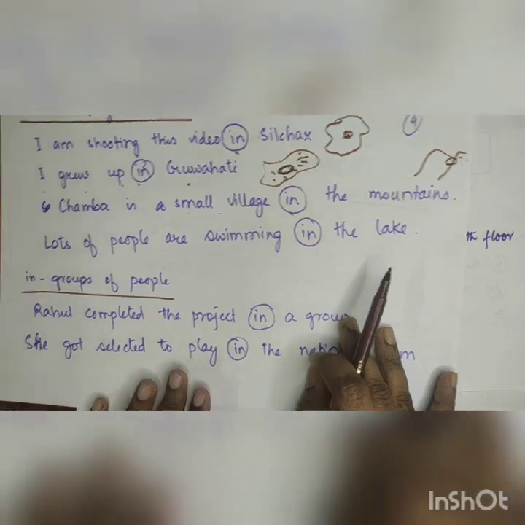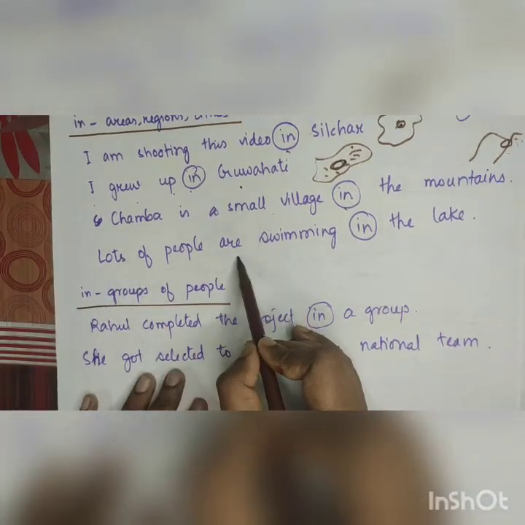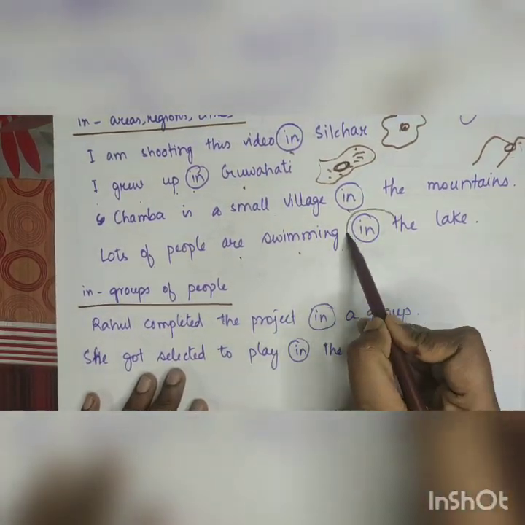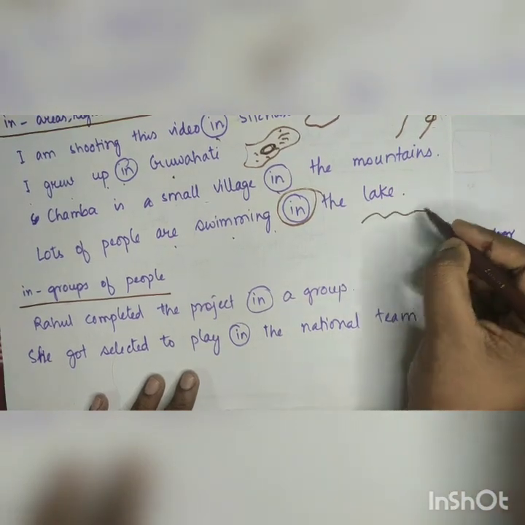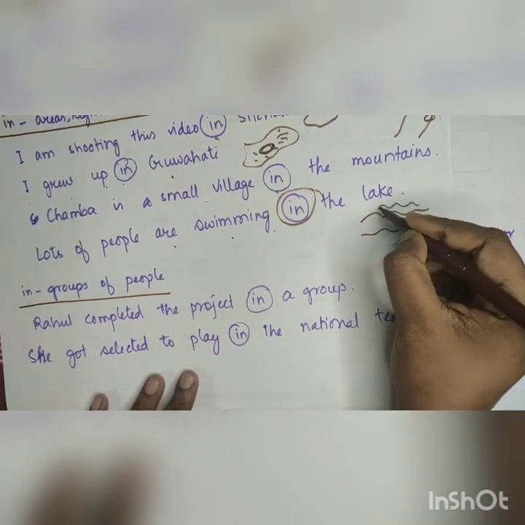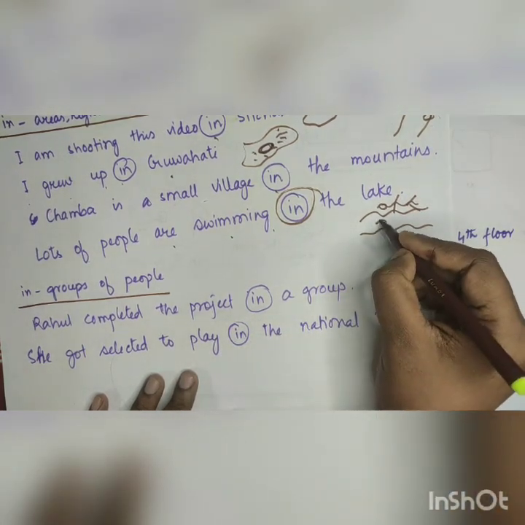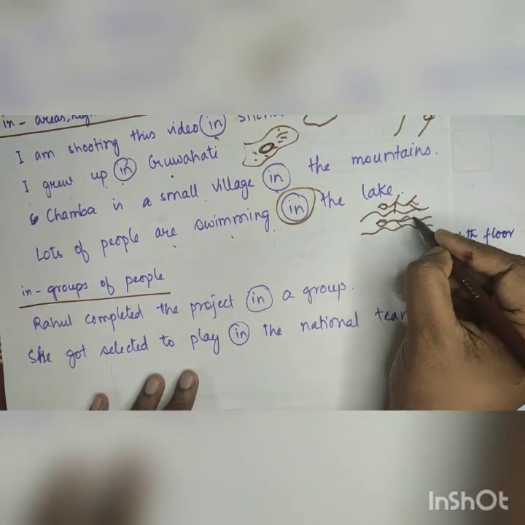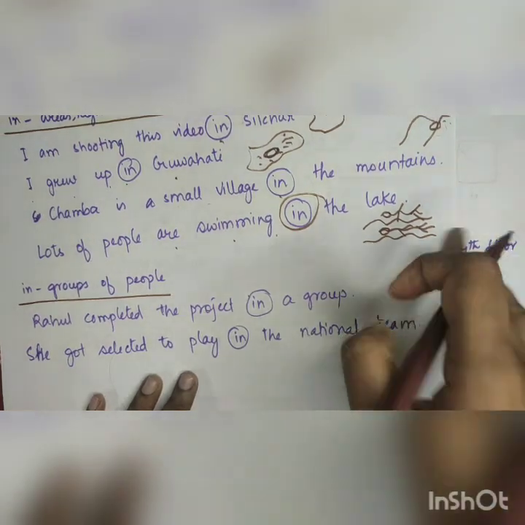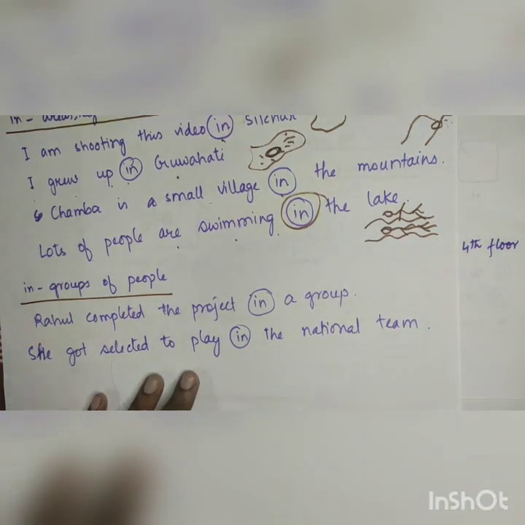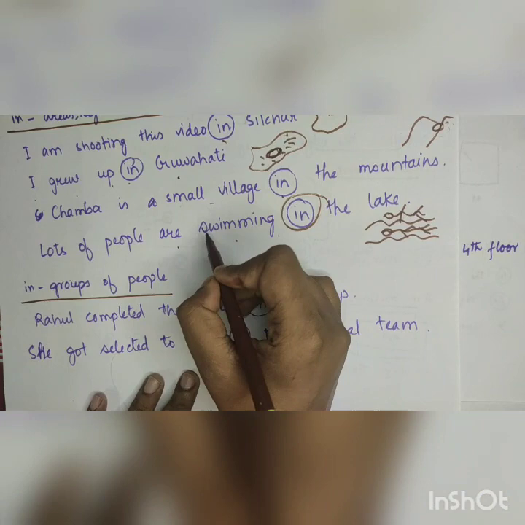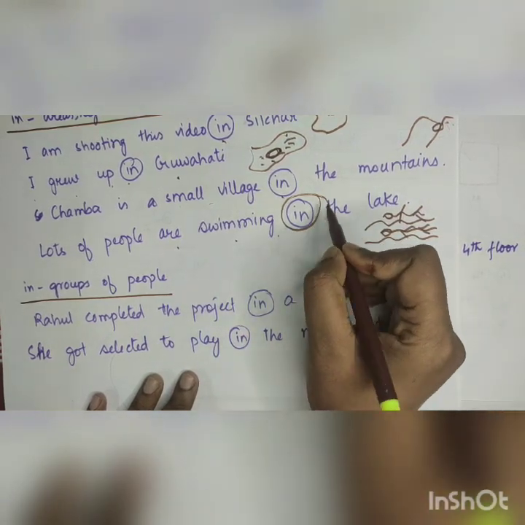Right? Now, lots of people are swimming in the lake. When you swim, you don't remain on the surface, right? You are a human being, you don't remain on the surface. You swim within the water, in the water, right? You are under the water. So we are saying that lots of people are swimming in the lake.